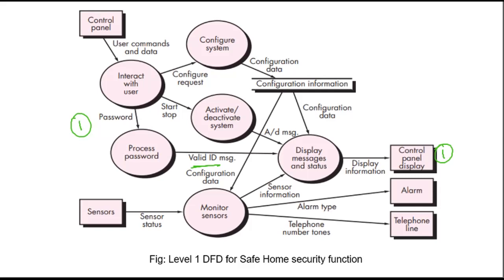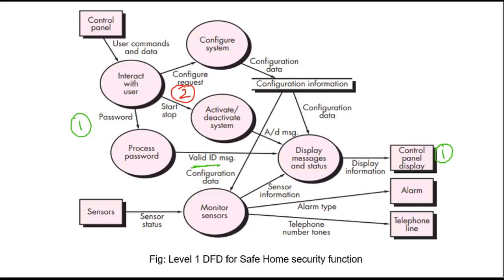Then the next task is when you're interacting with the user, you can activate or deactivate the system. That is your second task. This is going to happen after you enter the password. That is why I've started from below. Only when you enter the password can you make changes within the SafeHome security software. When you've activated or deactivated the system, that is, you've armed the system, you've selected the stay function or away function, or you've completely deactivated SafeHome security.